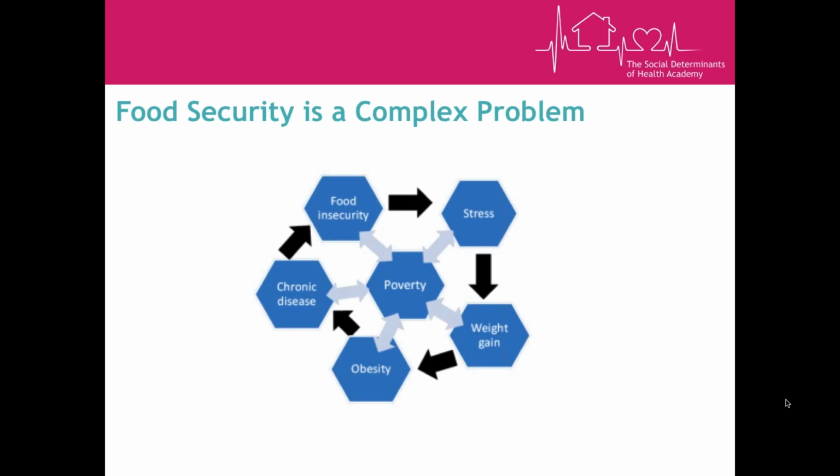But thank you. So as Darlene touched on, food security is a complex problem, and this diagram demonstrates this nicely. As you can tell, the stress of food insecurity can lead to chronic illness and can keep someone in this cycle of poverty. Next slide, please.